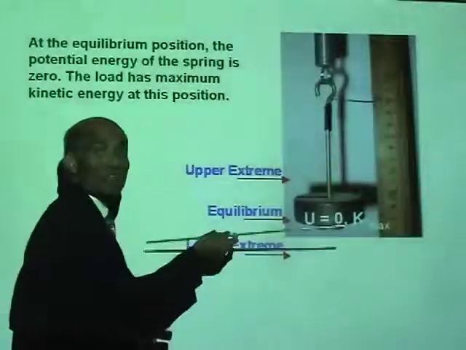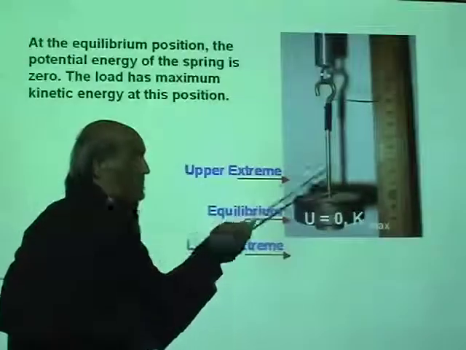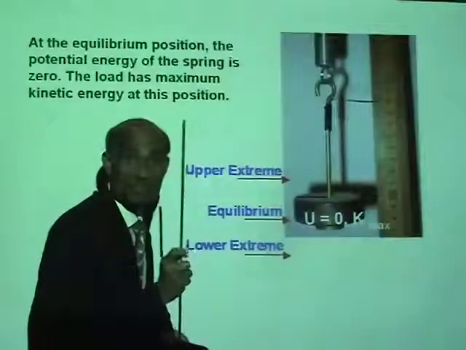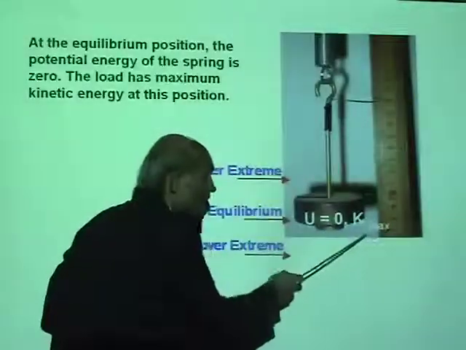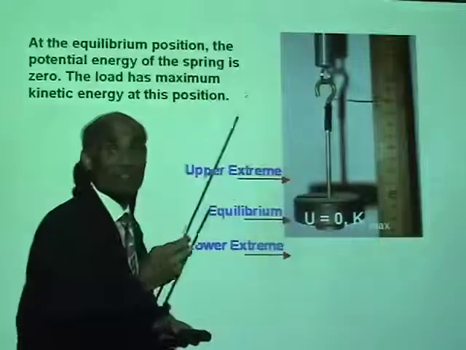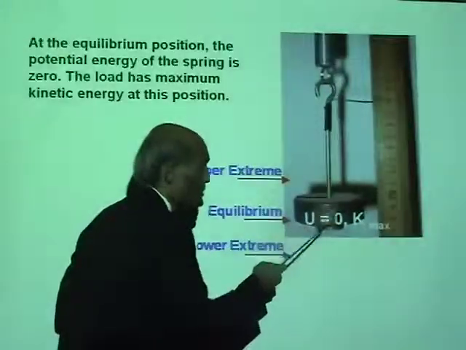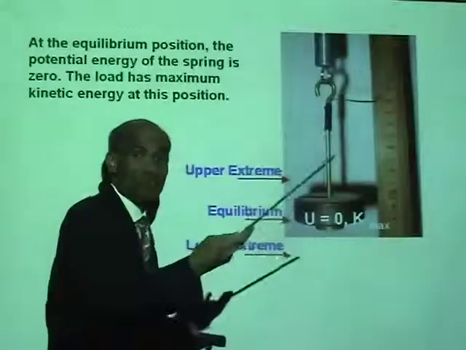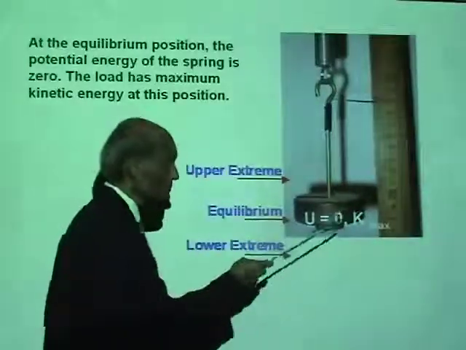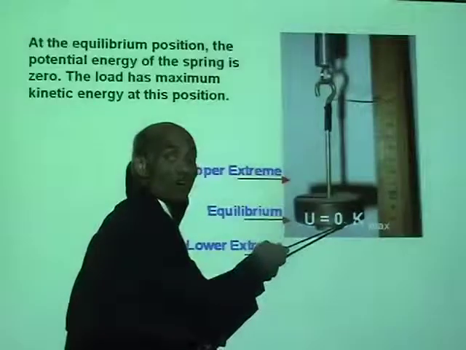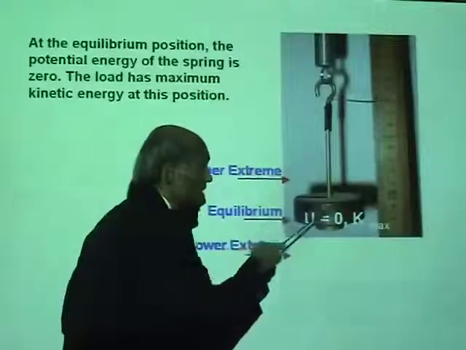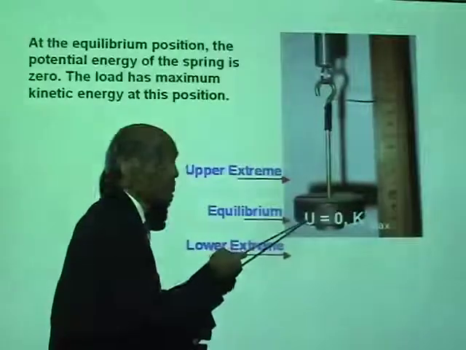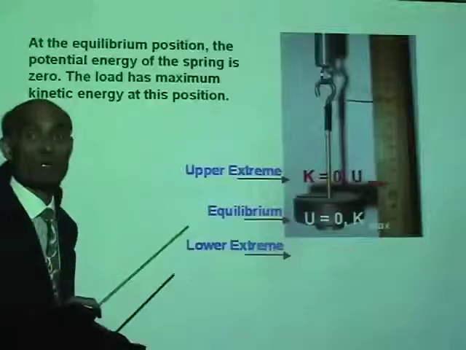So let's look at the equilibrium position. At the equilibrium position, the potential energy of the spring is 0. The kinetic energy of the mass is a maximum. I hope you can read this. Potential energy is represented by U. I hope you know that. We discussed all that in Physics 1. K stands for kinetic energy. At the equilibrium position, the kinetic energy is maximum and the potential energy is 0.